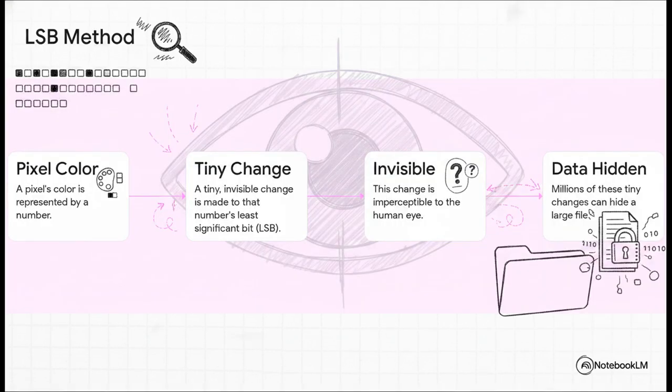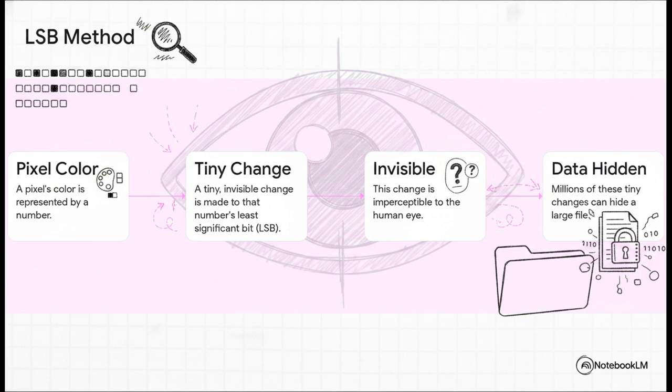Okay, so this is where the magic happens. Using a really common technique called the least significant bit method, or LSB, some software can make a teeny tiny change to that number that defines a pixel's color. Think of it like this. If a pixel's shade of blue is represented by the number, say 150, the software can just nudge it to 151. To our eyes, that tiny one-digit change is completely invisible. The shade of blue looks exactly the same. But that tiny change can represent one bit of hidden data, a 1 or a 0.